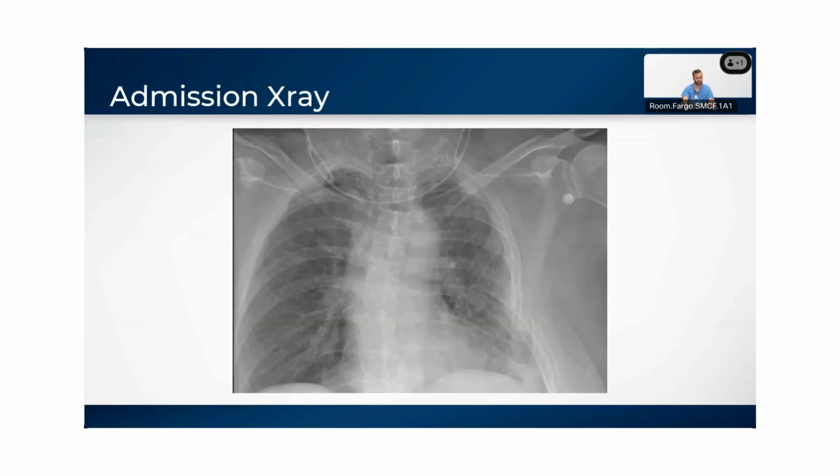This is her admission x-ray. You can see my cursor here on the left. You can see that she has rib fractures, some of them fairly displaced. And then a right-sided pneumothorax.